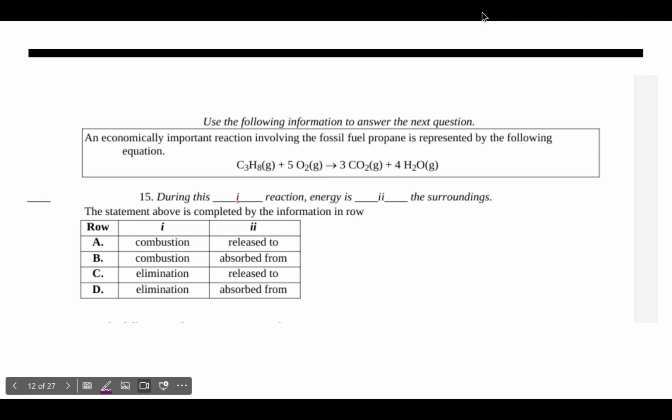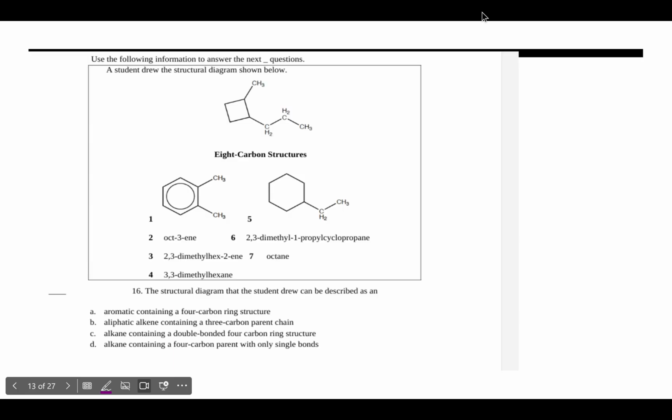Okay, moving on from here. Hopefully right away you recognize this reaction as combustion. And bringing in some thermo, any combustion reaction will release energy to the surroundings. So it's going to be A. Combustion reactions do not absorb, they release.